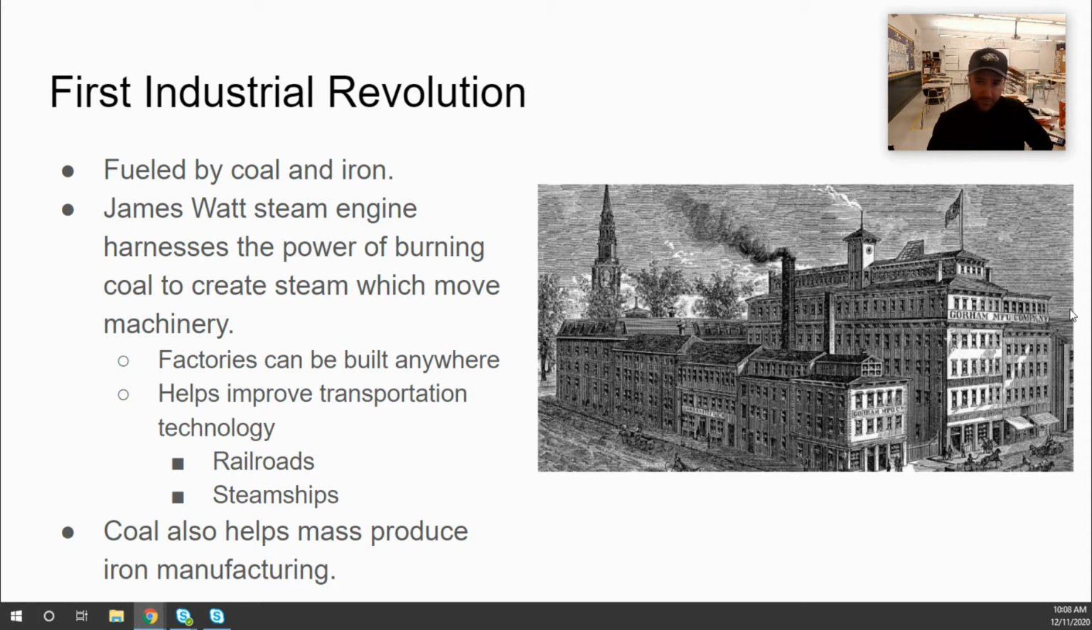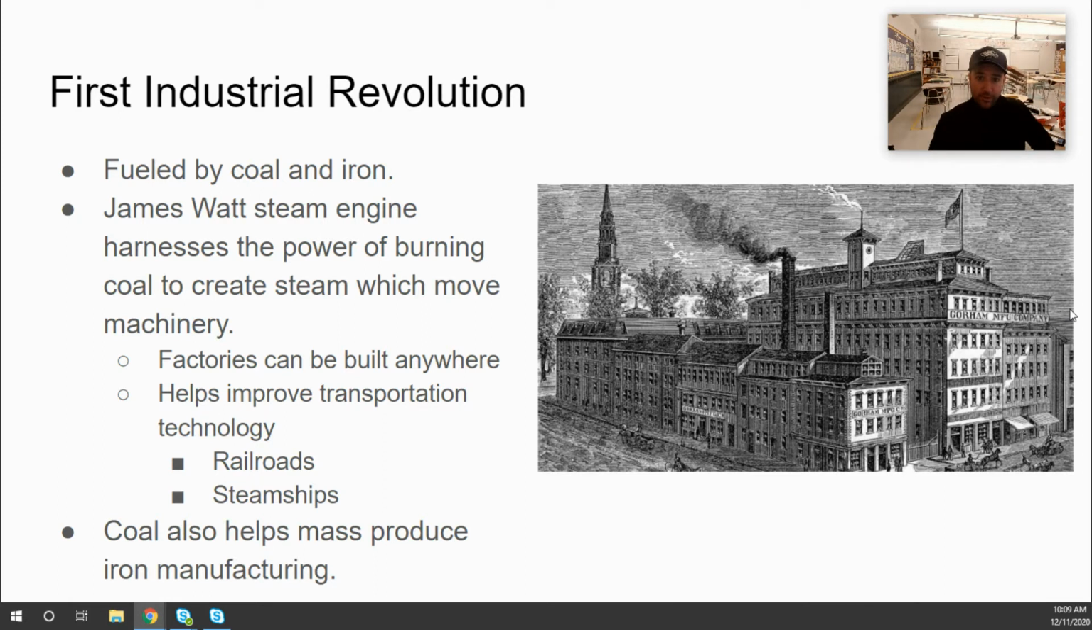It also helps improve technology and transportation, especially transportation. Railroads and steamships are two major technologies that rely on steam engines to move them. And when you have this type of technology, you're able to move more people and more goods all over the world, wherever you can make them go, right?